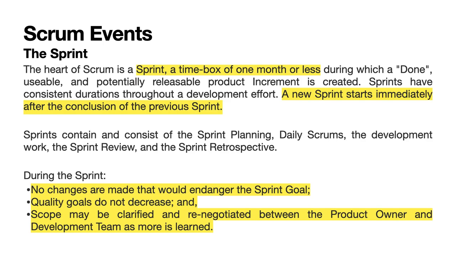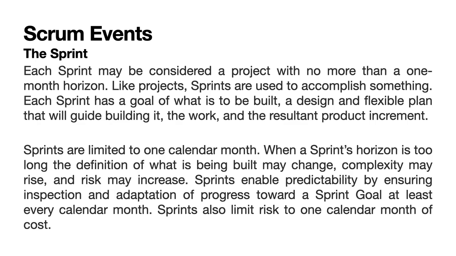During the sprint, no changes are made that would endanger the sprint goal. Quality goals do not decrease, and scope may be clarified and renegotiated between the product owner and development team as more is learned. Each sprint may be considered a project with no more than a 1-month horizon. Like projects, sprints are used to accomplish something. Each sprint has a goal of what is to be built, a design and flexible plan that will guide building it, the work, and the resultant product increment.